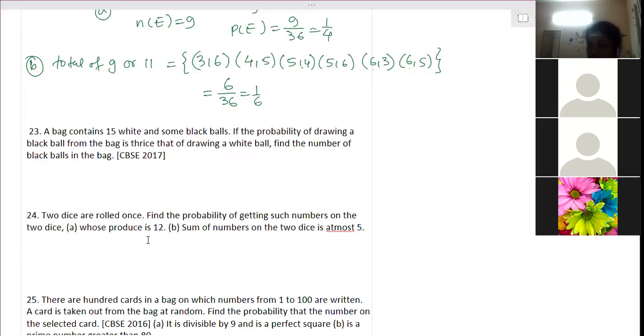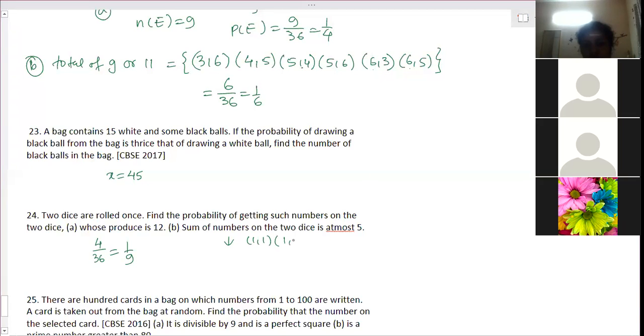Yes, what's the answer of 24th first part? 1 by 9. 4 by 36. That is 1 by 9. And the second one? At most 5, so maximum 5.